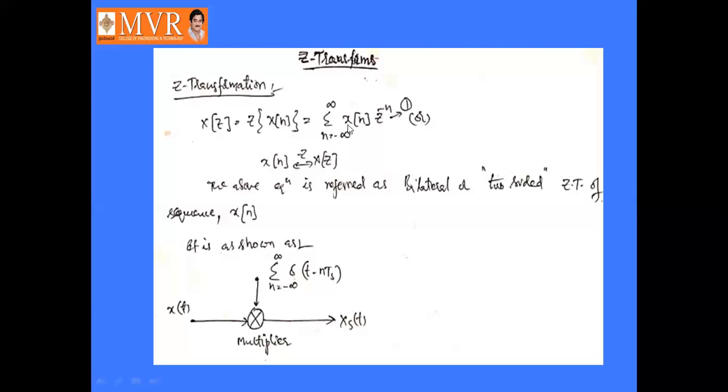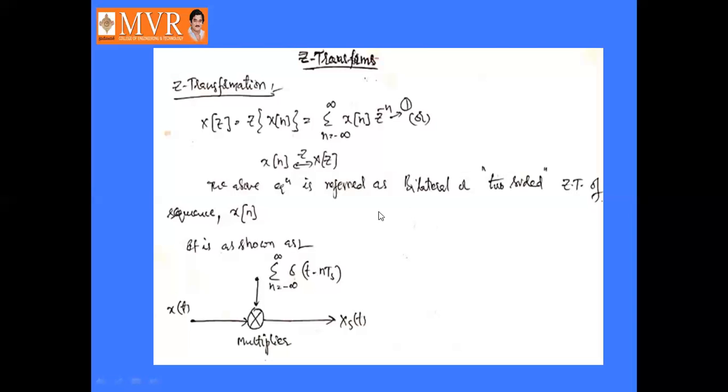Here n is varying from minus infinity to infinity. That's why it is called a two-sided Z transform, or bilateral Z transform also. So the above equation is referred to as the bilateral or two-sided Z transform of the sequence x of n. Here we are taking the Z transform of the sequence x of n.